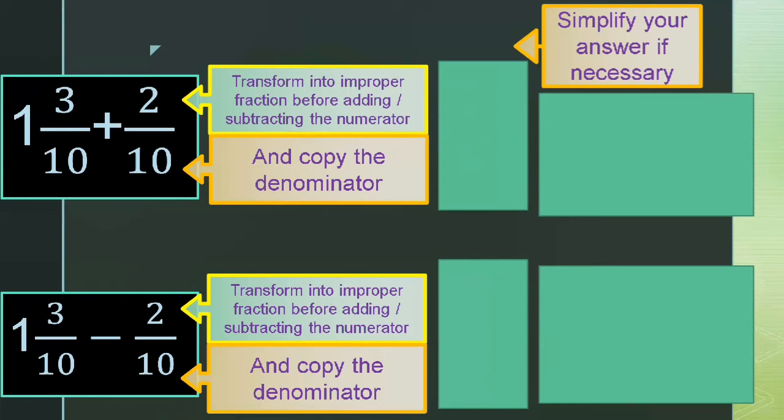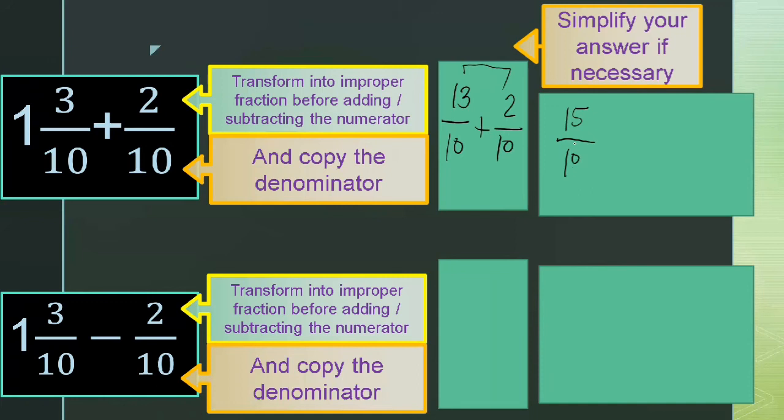Okay? So, how are we going to transform? So, 10 times 1 is equal to 10 plus 3 natin is 13. So, this will be the numerator. 13 over, so, copy the denominator 10, then plus natin yung 2 over 10. Now, we have the similar fraction. So, we can easily add this fraction. So, 13 plus 2 is equal to 15. And then, copy the denominator 10. So, we have 15 over 10.